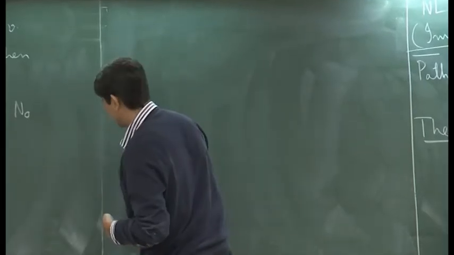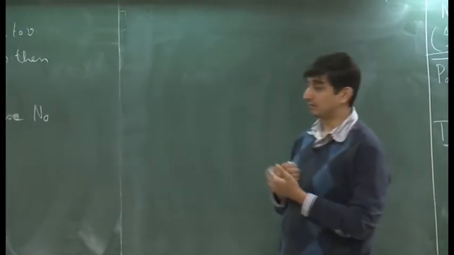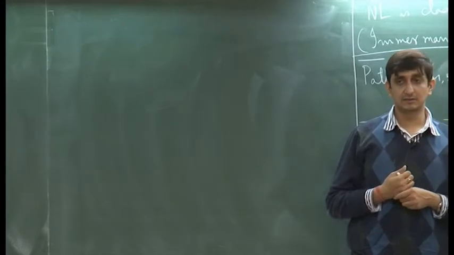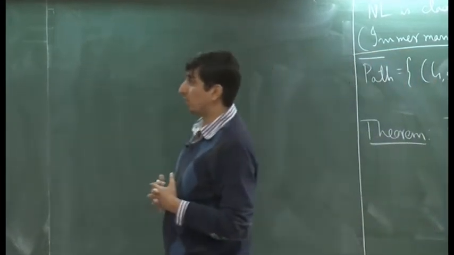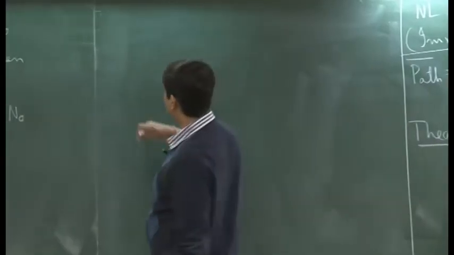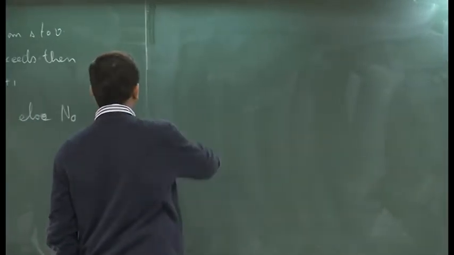So, now the problem is how do I get this value R? How do I get the count of all vertices that are reachable from S? So, what if we do the following? What if we attempt the following?